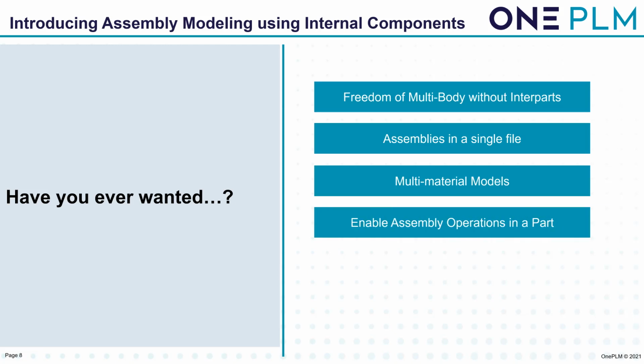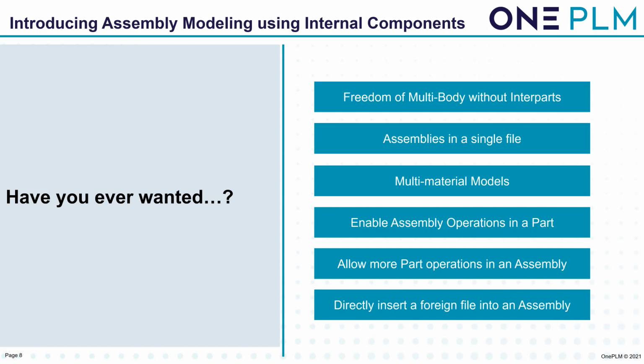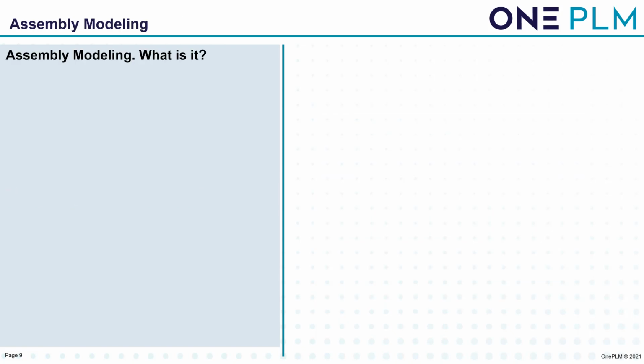Enable assembly operations in a part. So that's kind of what we're doing on here. We're kind of working like a part, but we can do our assembly relationships, etc. Allow more part operations in assembly. So by doing this, we've now got a lot more part style tools, such as sweep command, etc. in there. Directly insert a foreign file into an assembly. We've also got that available as well.